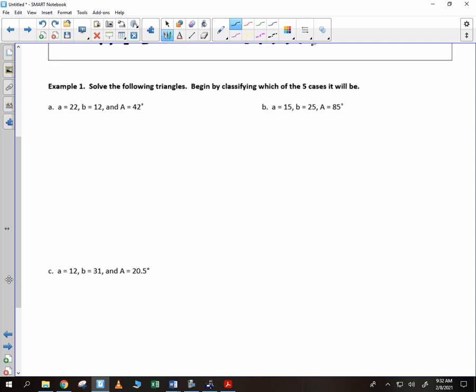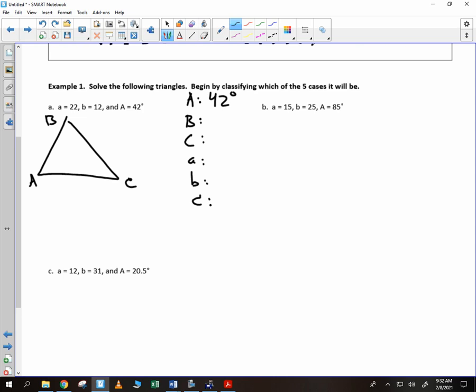Side A is 22, side B is 12, and angle A is 42. We label A, B, C. I know angle A is 42 degrees. Side A is 22. Side B is 12. We all good?